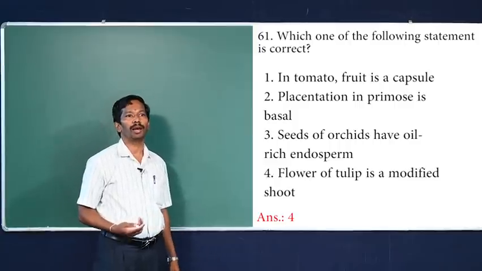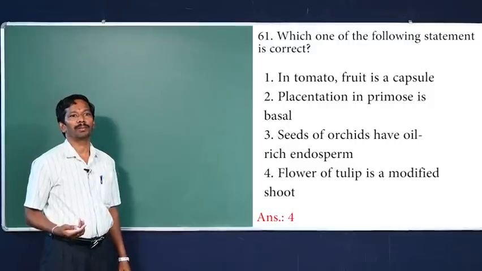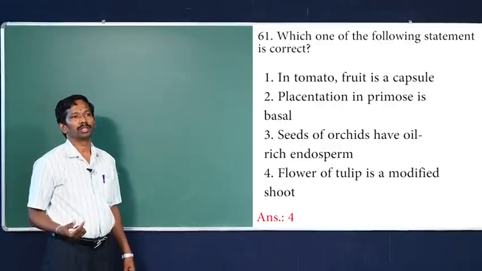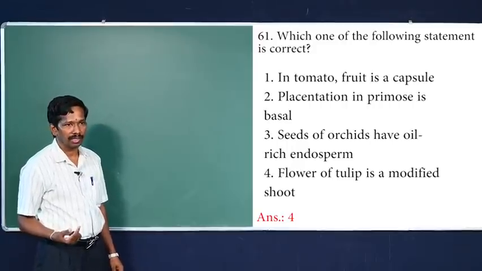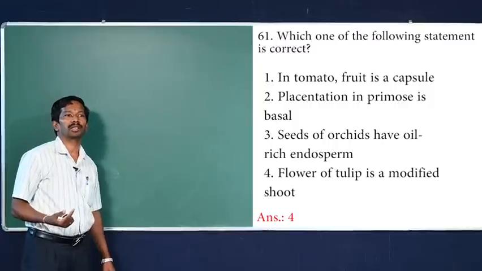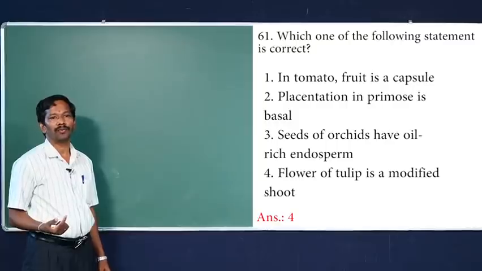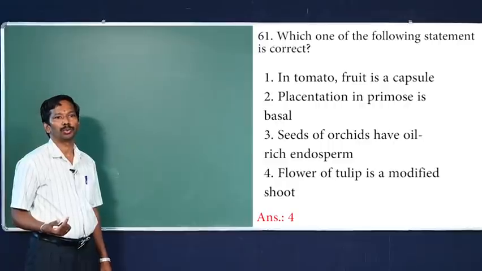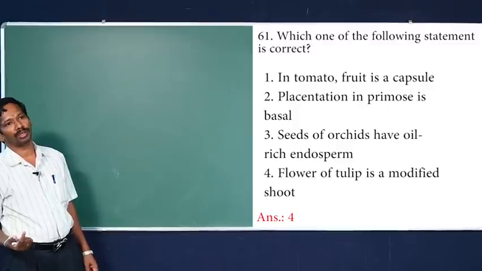Statements given are in tomato, fruit is capsule, it is wrong, it is berry. Second statement, placentation in primrose is basal, as already mentioned in the earlier question, it is free central. Third statement, seeds of orchids have oil-rich endosperm, but we give example of orchid seeds for non-endospermic seed. Smallest seeds of flowering plants are represented by orchid seeds. And hence option 4, flower of tulip is a modified shoot system. The explanation often given, the flower is condensed modified shoot meant for sexual reproduction in flowering plant. Hence answer is 4 for question number 61.